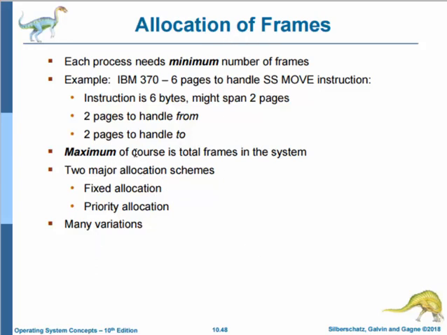So definitely, the allocation of frames has a maximum, which is the total number of frames in the system. Two major allocation schemes are needed, namely fixed allocation and priority allocation. However, there are many variants of allocation, as we will discuss here.